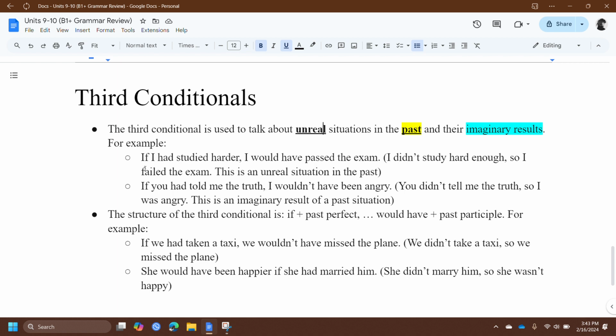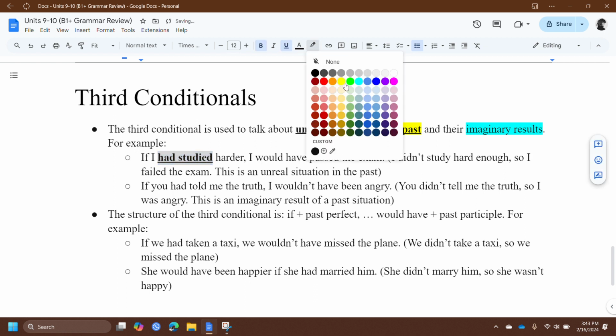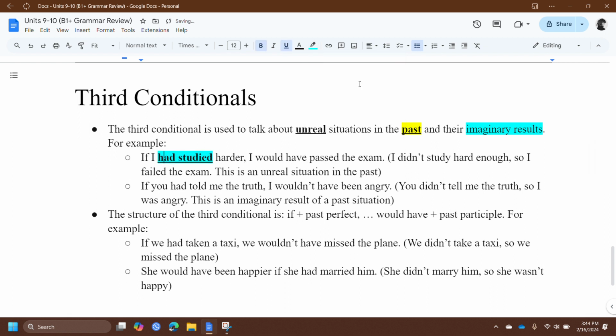For example, if I say, "If I had studied harder," this is the if clause, and you might have already guessed that this is past perfect, by the way. "I would have passed the exam." What does it mean? It means that I didn't study hard enough, so I failed the exam. This is an unreal situation in the past. I'm not changing it now; I cannot change it now.